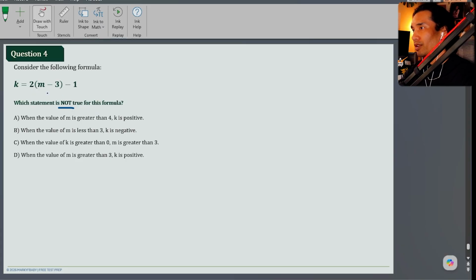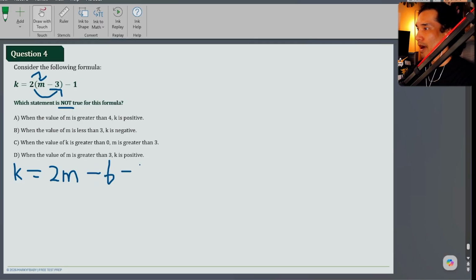So the first thing I would do here, I would simplify this. And to simplify this formula, I need to distribute this 2. This 2 is going to go to this m and to this negative 3. So let's go ahead and do that. K is equal to 2m minus 6, because 2 times negative 3 is negative 6, minus 1. Let's simplify further, combining like terms. 2m minus 7 is our simplified formula.